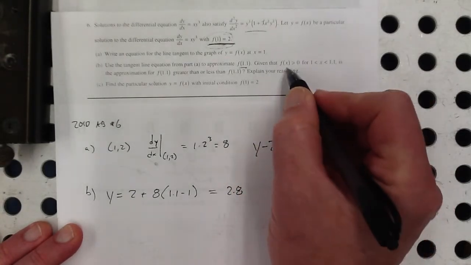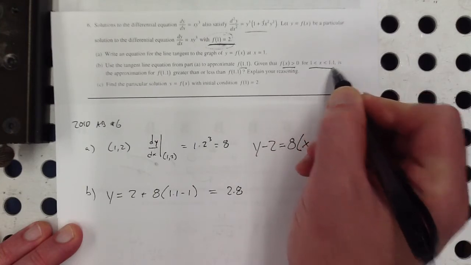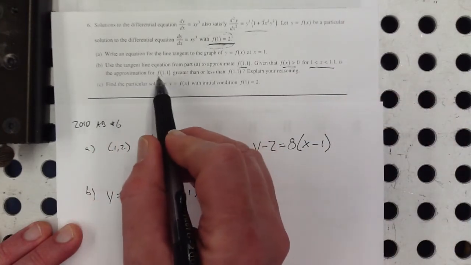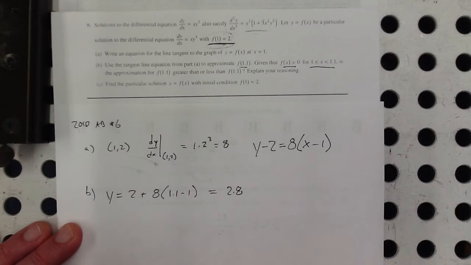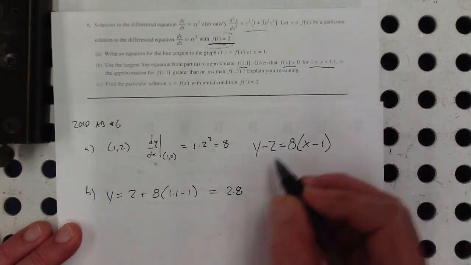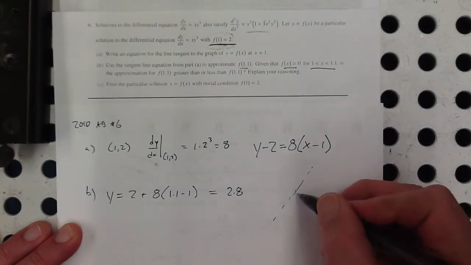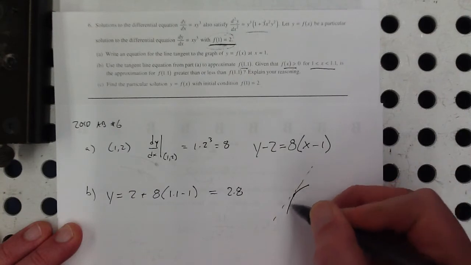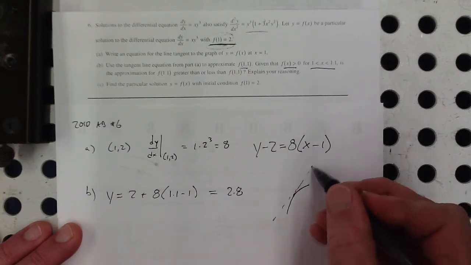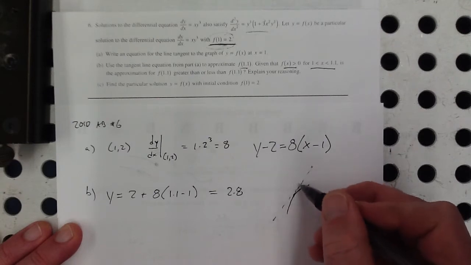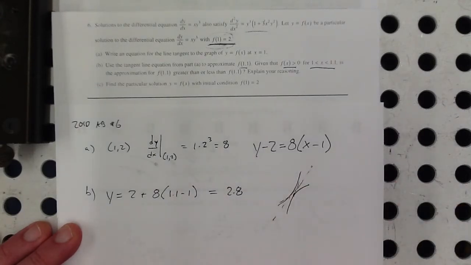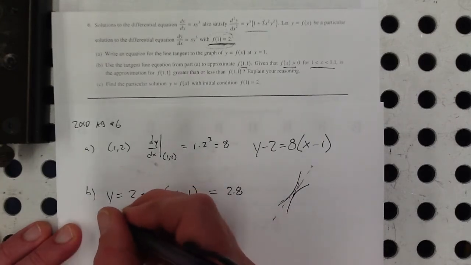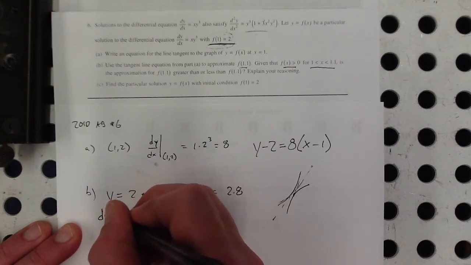Okay? Given that f of x is greater than 0 for these values, is the approximation for f of 1.1 greater than or less than? If you want to know whether your tangent line approximation is greater than or less than, that's a question about the second derivative. Why? Because in this case we've got a tangent line with a positive slope, and if the function is concave down, that means it's bending this way, which means your tangent line will be on top and will overestimate, right? And if the curve is concave up, then your tangent line is going to be below.